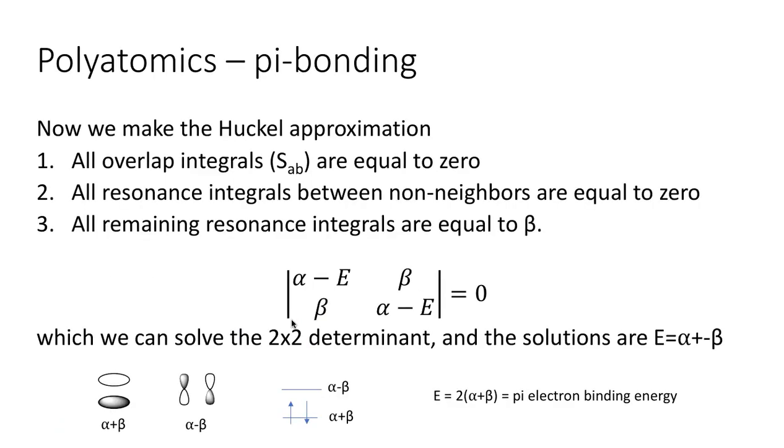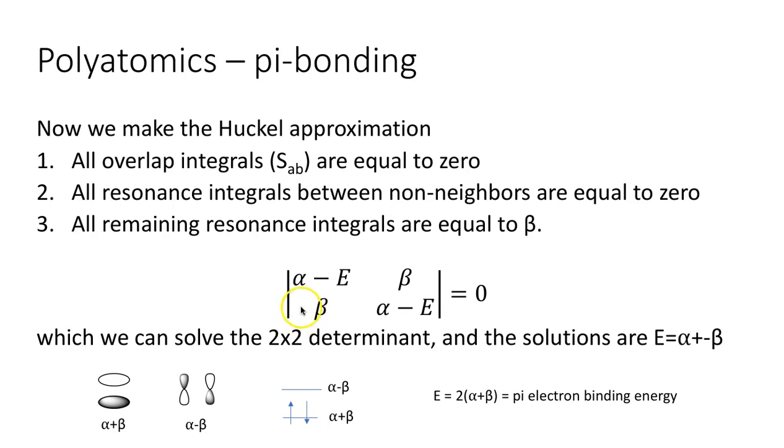But rather, what we're going to do is make the Hückel approximation. There are 3 steps to this. All of our overlap integrals we're going to set to 0. We're just going to say they're not close enough to have orbital overlap in these particular systems. All our resonance integrals between non-neighbors are equal to 0, so we're not going to let non-neighbors interact. And then all remaining resonance integrals, those between neighbors, are just equal to beta. So they're all identical. That should make some sense if what we're looking at are all carbons forming pi bonds. They should all be relatively the same.